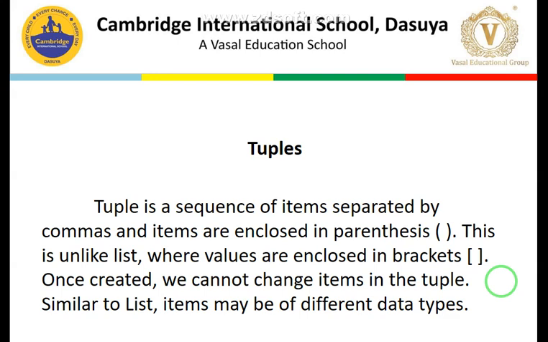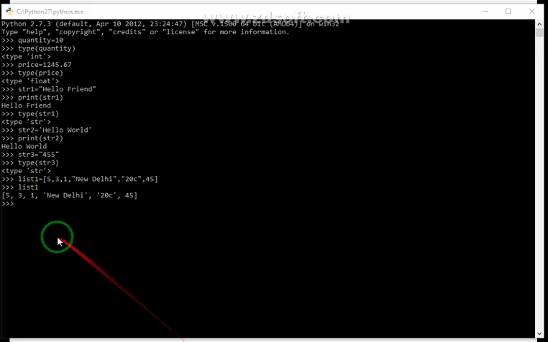We can change them. Now we'll do some practical example in the Python interface. Now we are trying a tuple example. Let's say the name of the tuple is tuple1. Here we use the parentheses, whereas earlier we were using the square brackets. Assign the values separated by commas. If you are using a string value, use the double quotes.